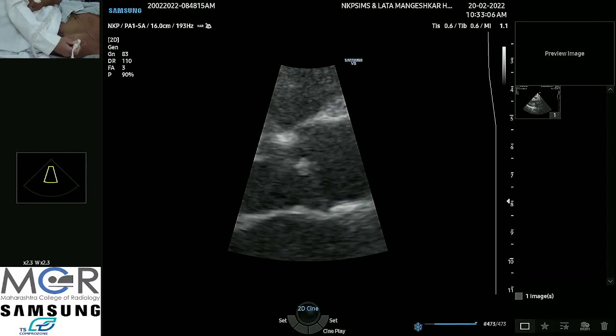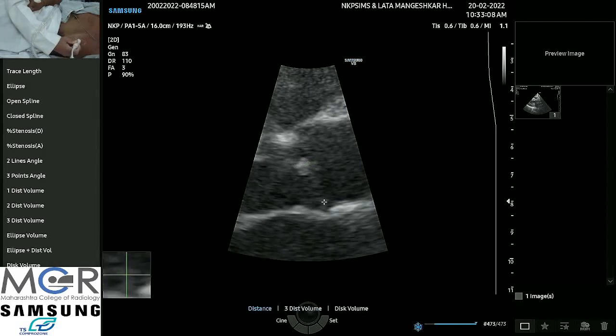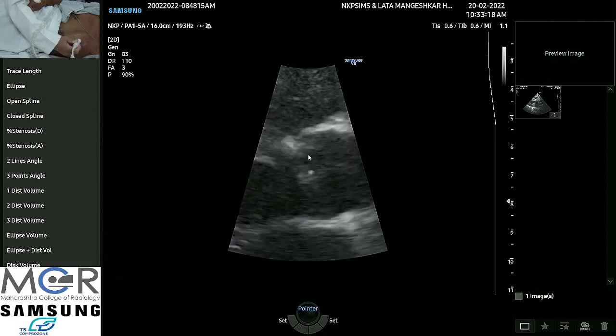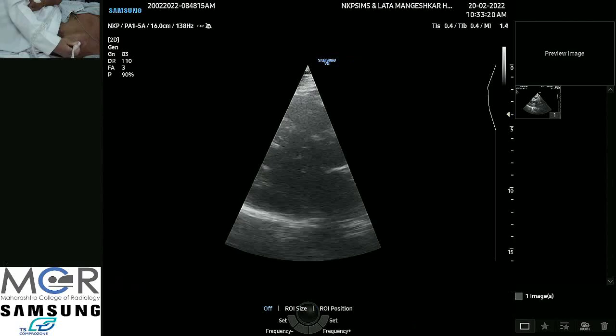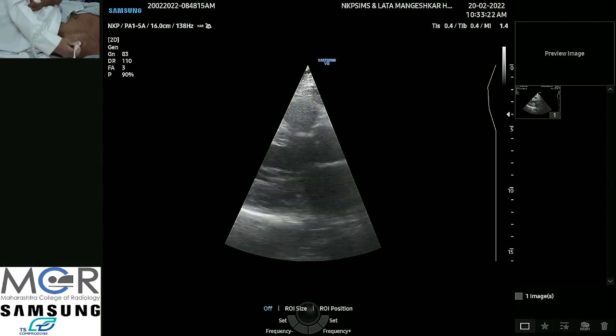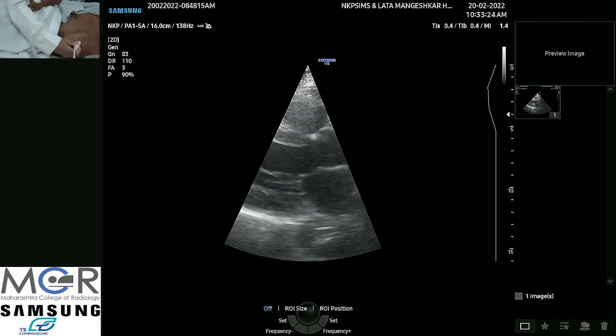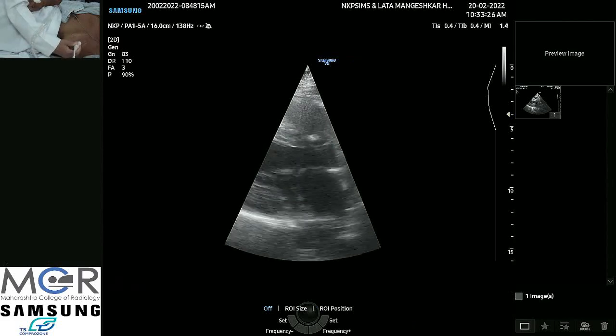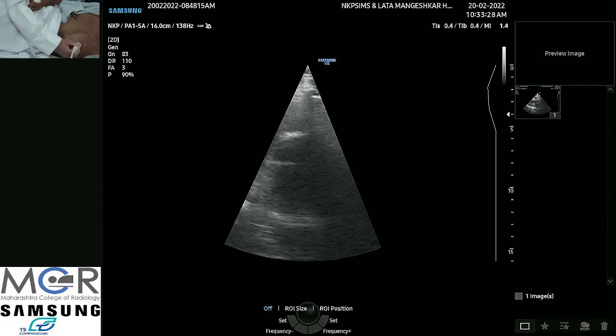Here you can see there is a slight amount of calcium. This calcium and more echogenicity is seen at the aortic cusp, and this may be a degenerated aortic valve. So this is the parasternal long axis view. Now let us move towards short axis.